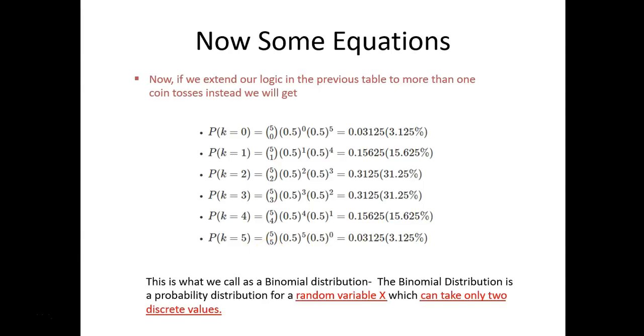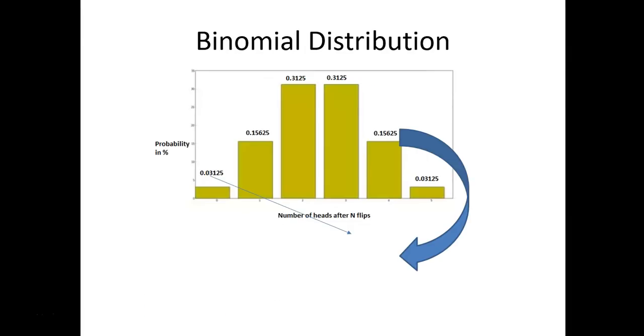Now this is what we call binomial distribution. Binomial distribution is a probability distribution for a random variable x which can take only two discrete values. Now a lot of jargon here. What is a random variable and what are discrete values? I'll explain that.